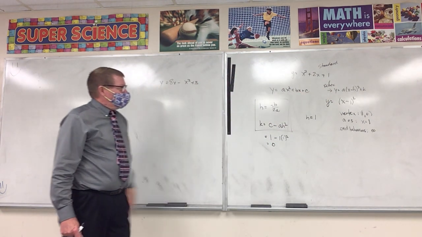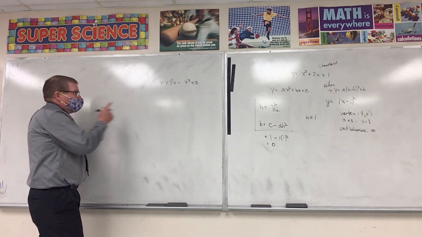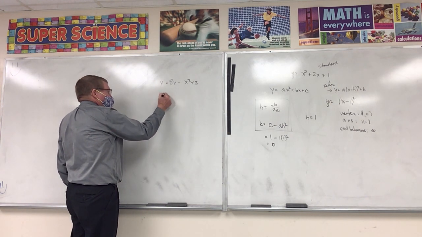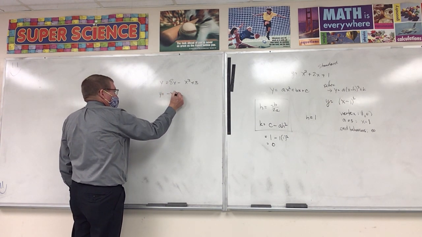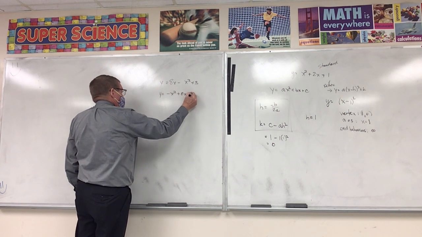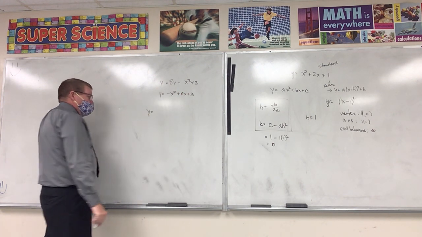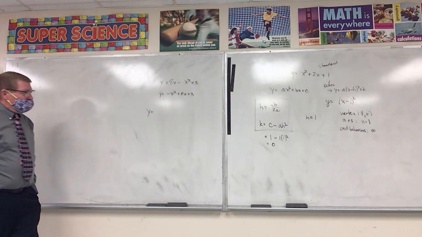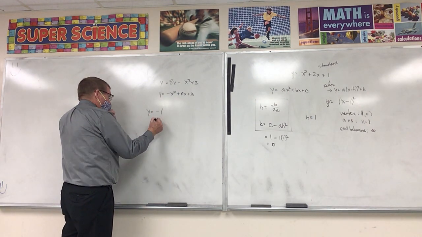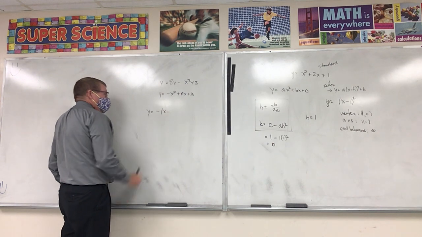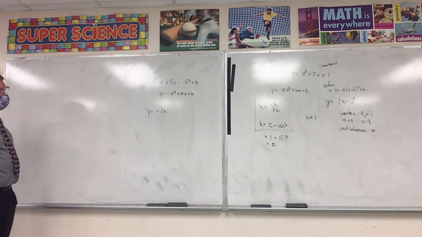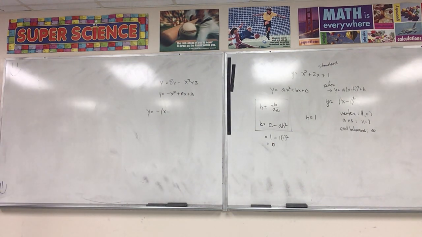Here's how we can change. Alright? So here, we're going to rearrange it. So therefore I want to put it in vertex form. What's my a? -1. So what's my h? What is my h?